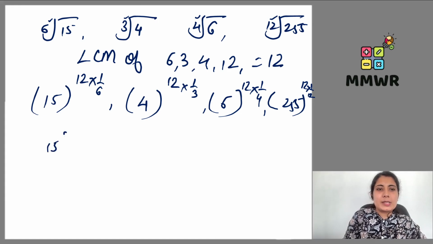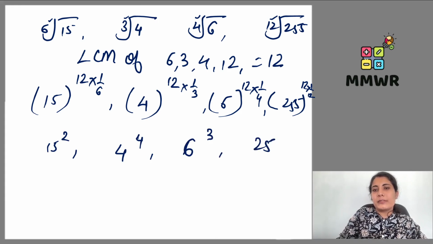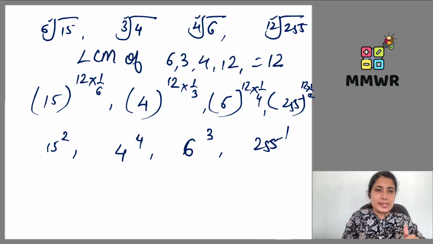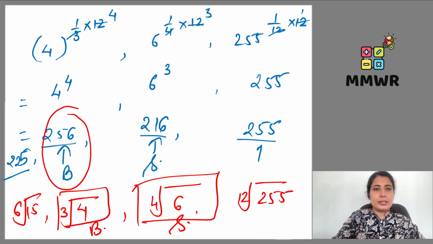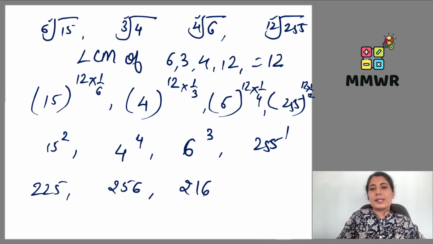This gives me 15 square. This gives me 4 power 4. This gives me 6 power 3. And this gives me 255 to the power 1. When I simplify this, this gives me 225. This gives me 256. Right? Yes. This gives me 216 and this is 255 as it is. This is the small one. This is the big one.